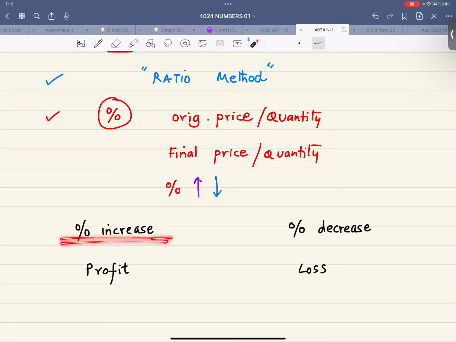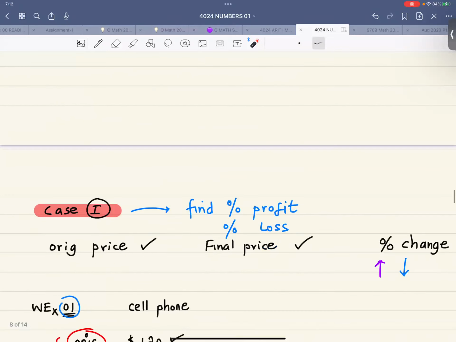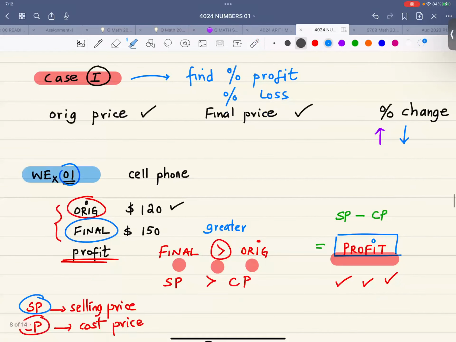Percentage increase, this is something like talking about profit. Percentage decrease, we are talking about loss. Case number 1, find percentage profit. Original price is given, final price is given, and we are asking for the percentage change. Now, 2 kinds of questions are possible. Now, let me underline it further. The first type of question is that in which the original price is given, the final price is given.